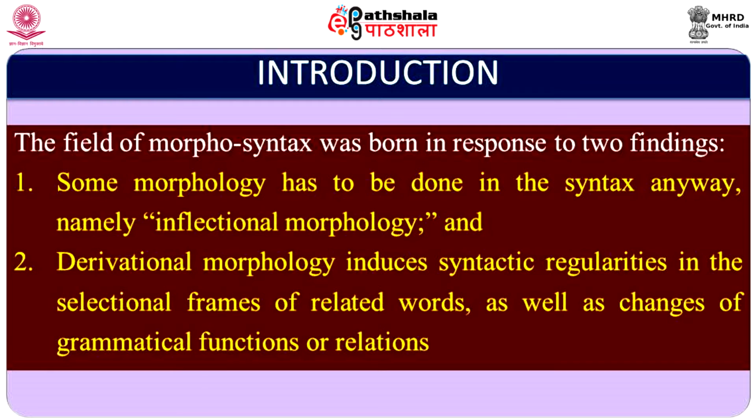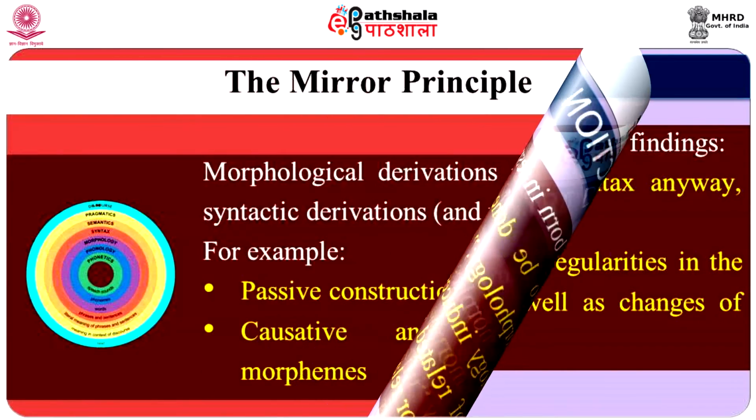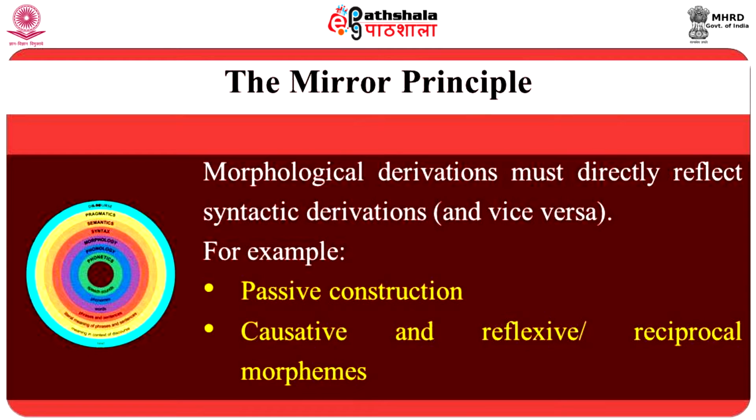Theories of grammar that foregrounded grammatical functions and relations, such as relational grammar and lexical functional grammar, highlighted phenomena that generative linguists try to account for within the premises of generative grammar. The mirror principle. A milestone in morphosyntax was Baker's articulation of the mirror principle, which stated that morphological derivations must directly reflect syntactic derivations and vice versa. For a clear understanding of the mirror principle, Baker cited two examples of morphosyntactic operations: passive construction and causative and reflexive or reciprocal morphemes.